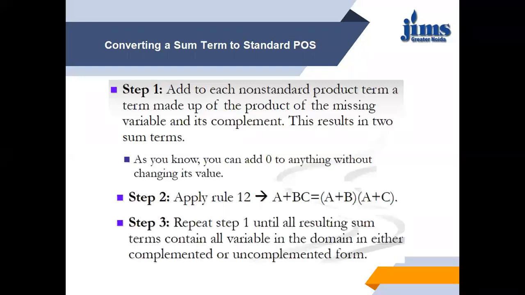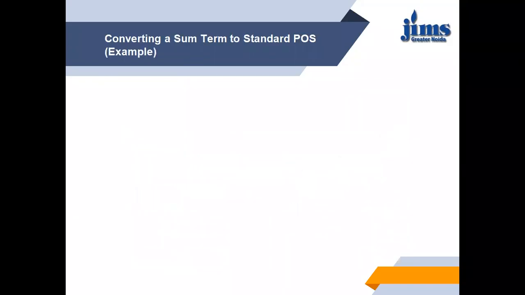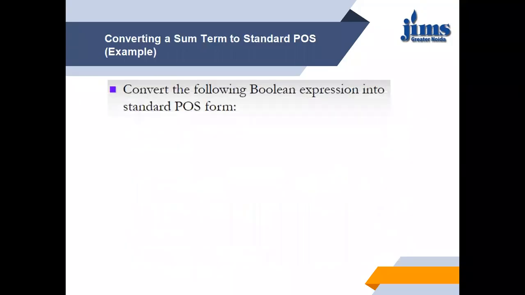of POS. Now for step 3, repeat step 1 until all resulting sum terms contain all variables in the domain in either complemented or uncomplemented form. And we have to repeat step 1 every time if there are more missing input variables. Now take an example for the same.